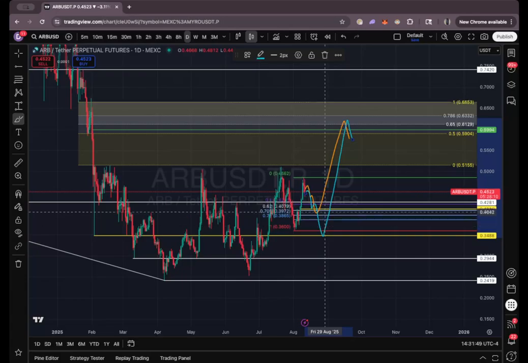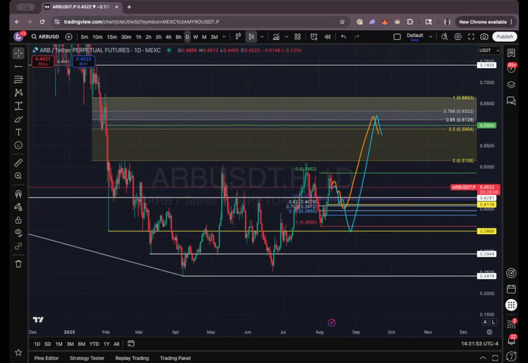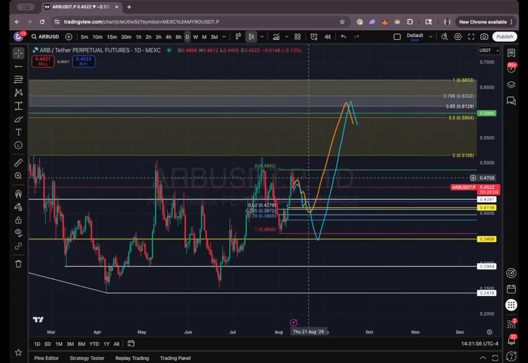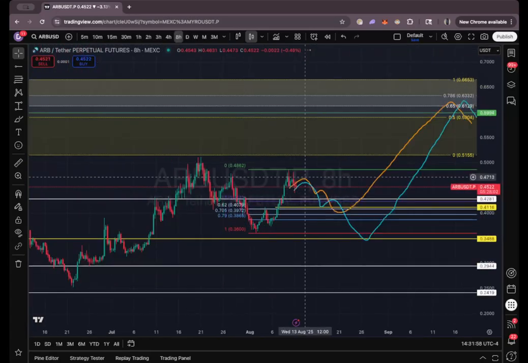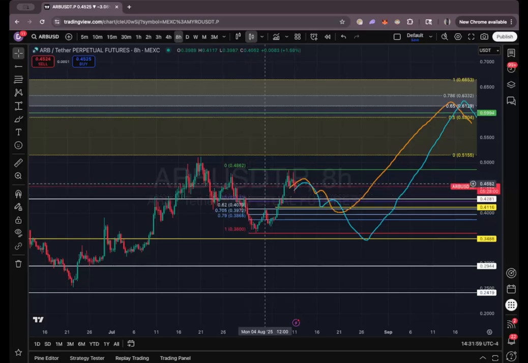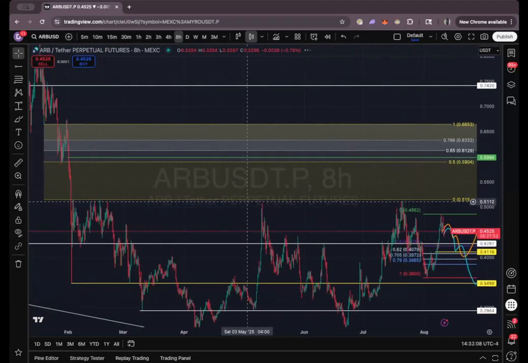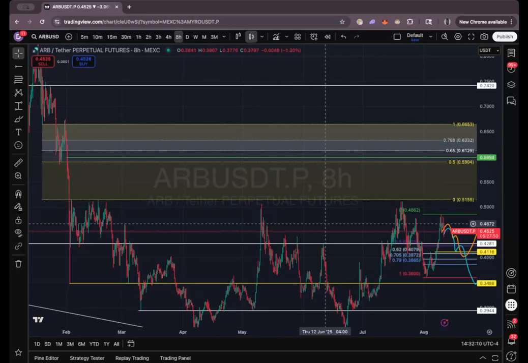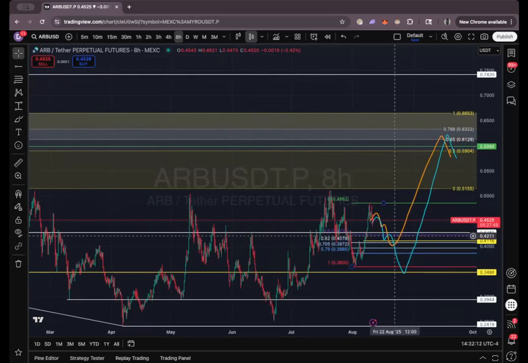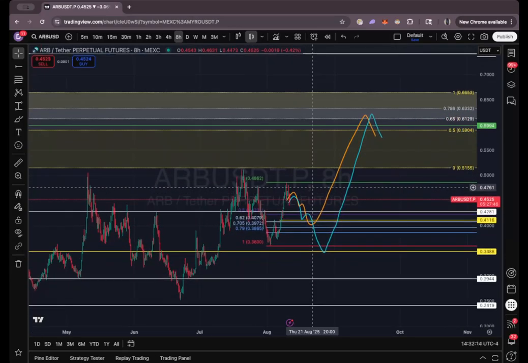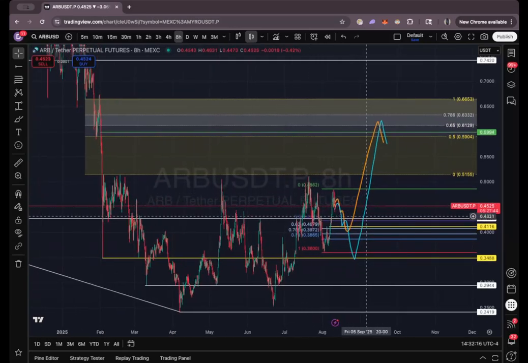Basically between the two yellows is the entry point. So I would still wait on a lot of these. This is neutral still. Daily is neutral, 8 hours neutral as well. We just market structure broke. We do have this high right here. That's the one that I'd be most interested in. But we still need to consolidate at least under 42 cents on ARB before we do make another move.